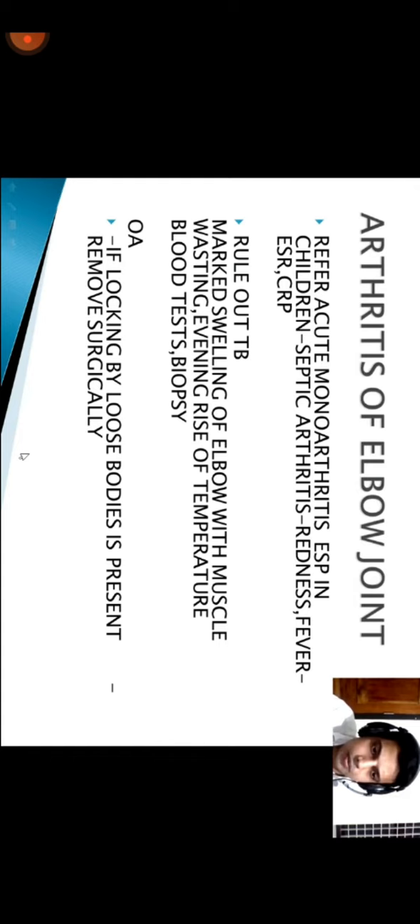Then coming to OA. OA we can manage, but if locking by loose bodies is present, it should be removed surgically. So we should refer the case with locking of the elbow joint.